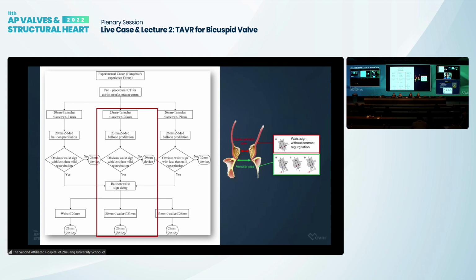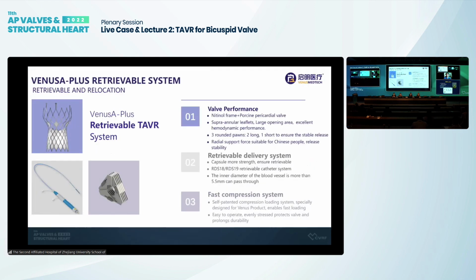Okay, next one. I think all of you are very familiar with the Venus A-Plus system. The Venus A has a very strong radial force, specially designed for bicuspid and severely calcified valves. Professor Wang led our team and the engineers to develop the second generation, making the valve retrievable and repositionable. Okay, that's all. Thanks.